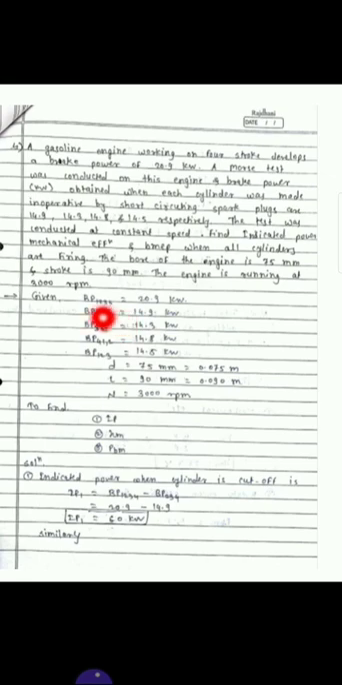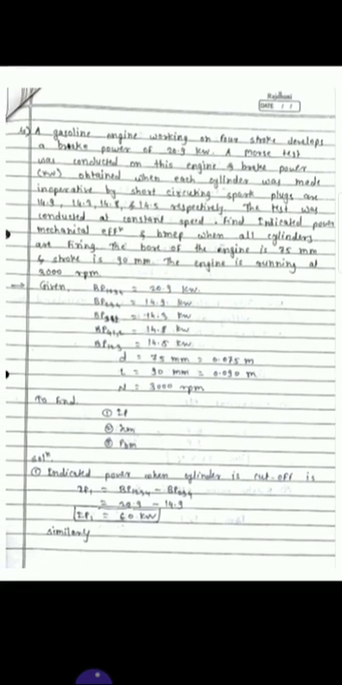That's why we have written here brake power of 1, 2, 3, 4, with all 4 cylinders working, 20.9 kilowatt. So this is about the given terms. Next, the test was conducted at constant speed. Find indicated power, mechanical efficiency, and brake mean effective pressure when all cylinders are firing. That means we have three unknowns: first, indicated power; second, mechanical efficiency; and third, brake mean effective pressure. This we have to find out.